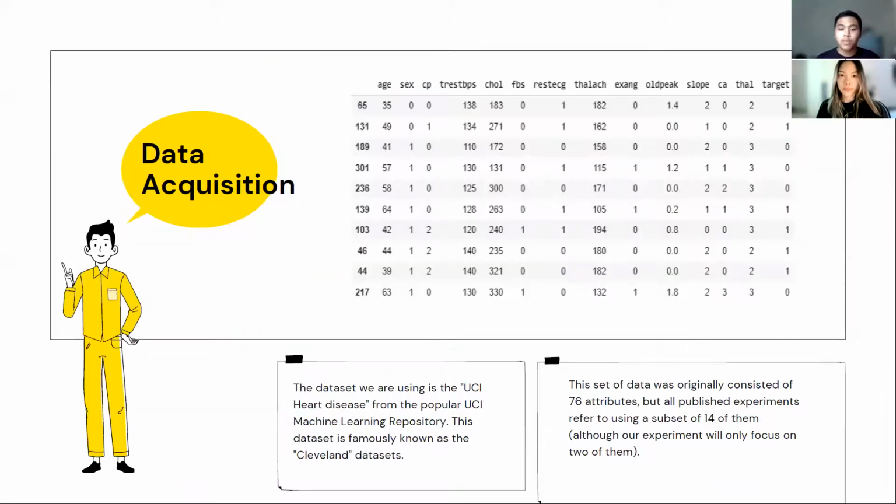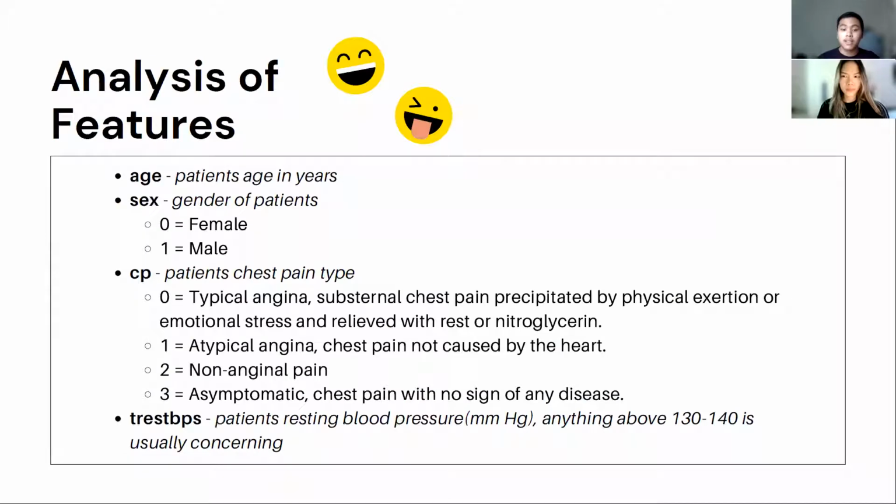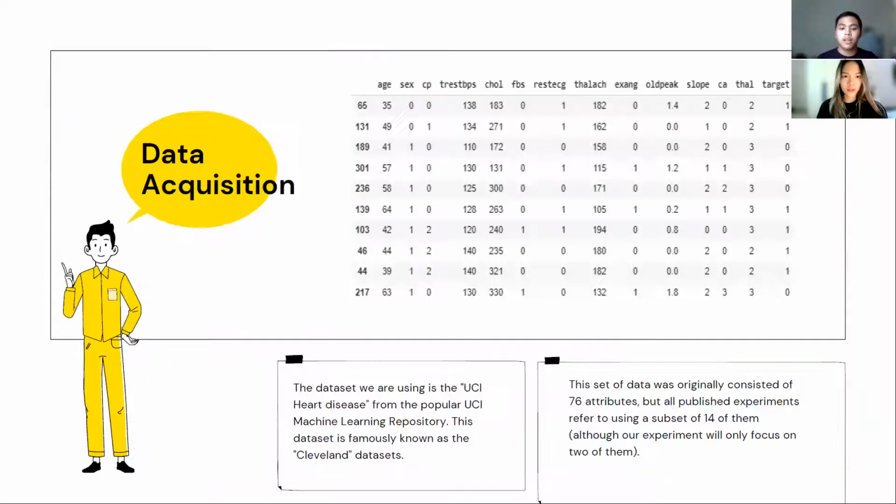The target parameter refers to the presence of heart disease in the patient. Originally, experiments with the Cleveland database have concentrated on simply attempting to distinguish presence of values 1, 2, 3, and 4 from the absence of value 0. In our case, this has been simplified to a 1 and 0 to denote presence and absence respectively. Next slide.